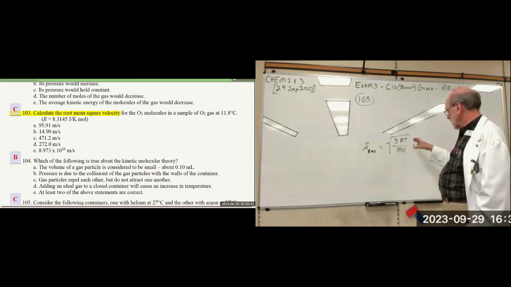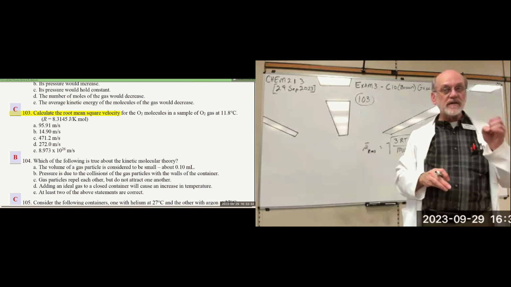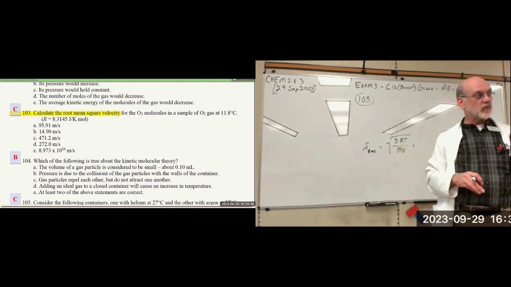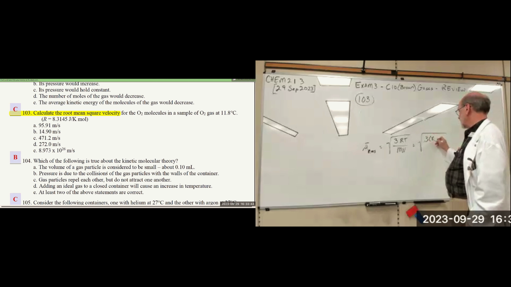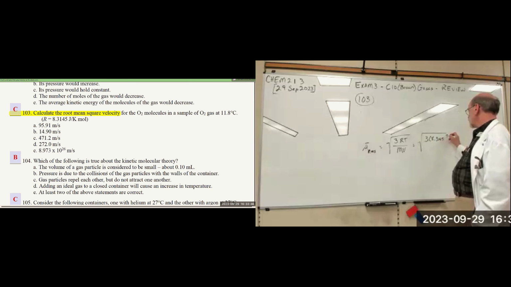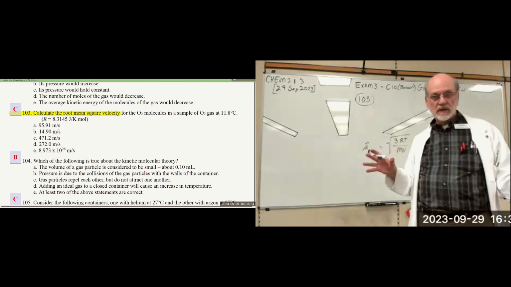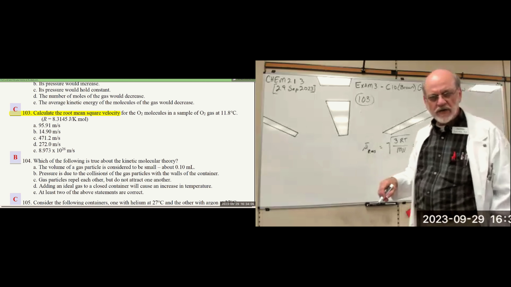Okay, so we need to know, and in this case, 2 things are important. R is not the 0.08206. This is the one that has joules in it. So we have 3 times 8.3145 joules per mole K. And temperature does have to be in K still, which would be 11.8 plus 273. Okay, what's the molecular weight of oxygen?